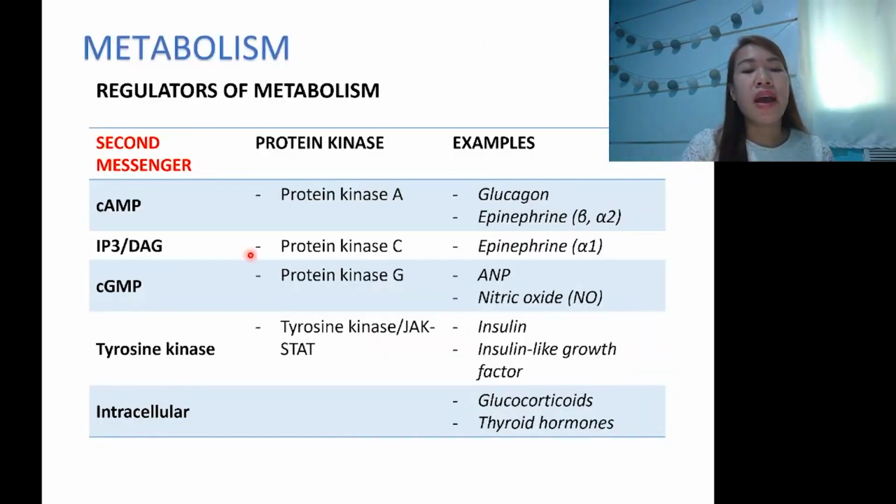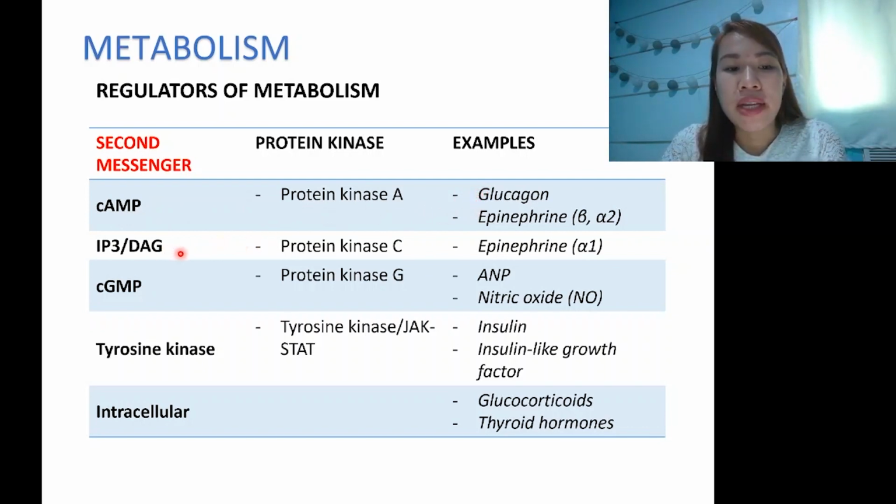So here we have second messengers and the protein kinases of each of the specific second messengers and the examples of the hormones used for this type of second messenger. So we have the cyclic adenosine monophosphate or cAMP. The protein kinase is protein kinase A, and the examples of which are glucagon and epinephrine. We also have IP3, DAG, protein kinase C, and that's for epinephrine.